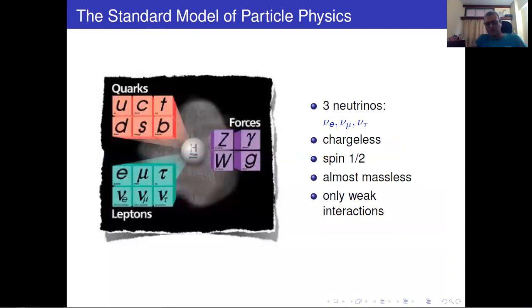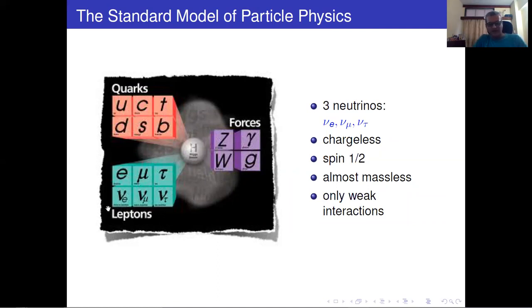So neutrinos, of course, fit nicely with our standard model. This is the standard model in front of you, for those who have not seen it before. These six are the quarks: up, down, charm, strange, top, and bottom, out of which up and down quarks make up protons and neutrons. The other ones decay very fast, so we can't really see them in atoms.